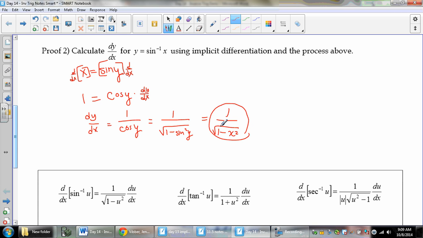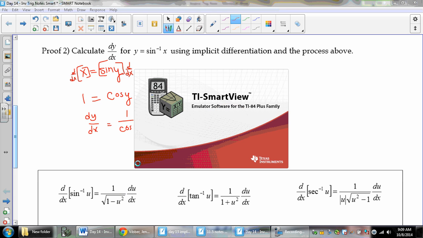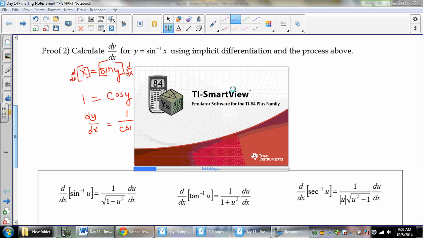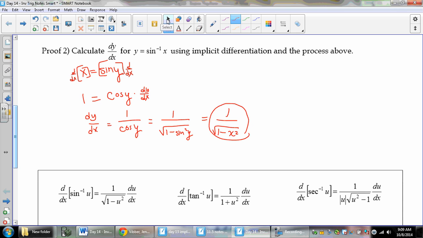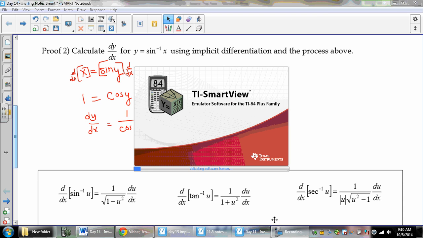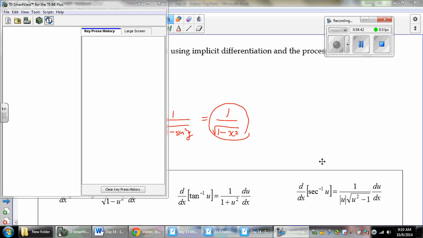Now, why did I ignore that negative? We took the square root, we had to put a plus or minus on it. Why did I ignore the negative? Well, the reason is those inverse trig functions have restricted domains. And if I have that restricted domain and I really look at that inverse sine function, let me get there in a second when my calculator loads up. Come on. I'm going to pause so you don't have to wait.